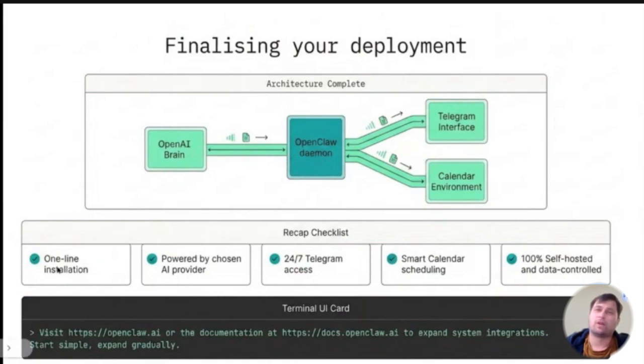So here we have a one-line installation. Choose the AI provider. If you connect to Telegram, you basically have 24/7 Telegram access, and smart calendar scheduling, and basically 100% self-hosted, and you are controlling which data it has access to. So I think basically this is all.